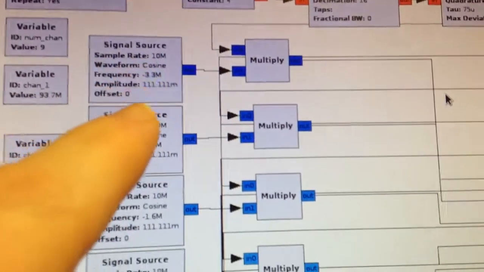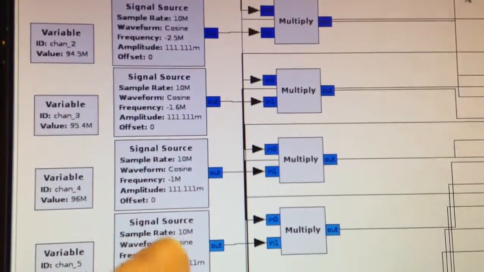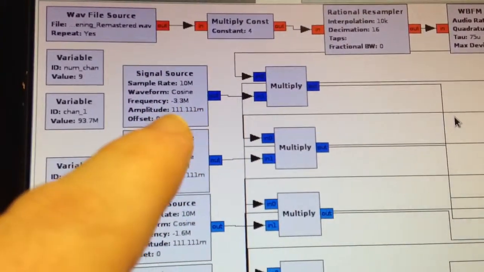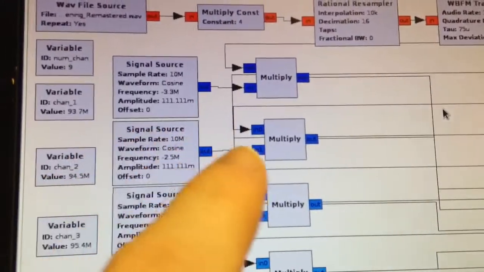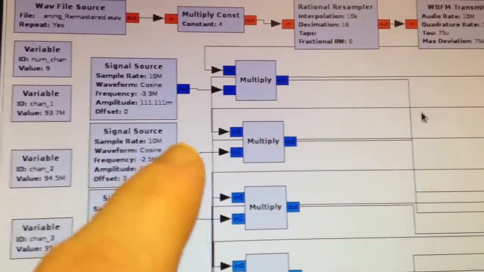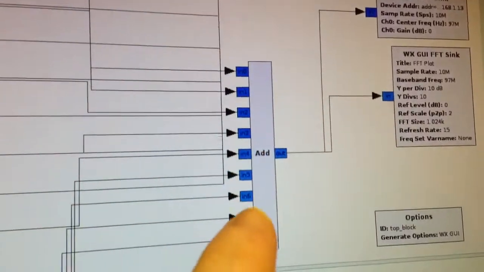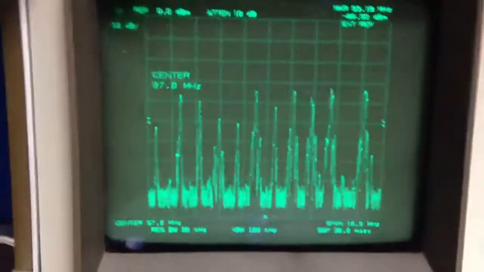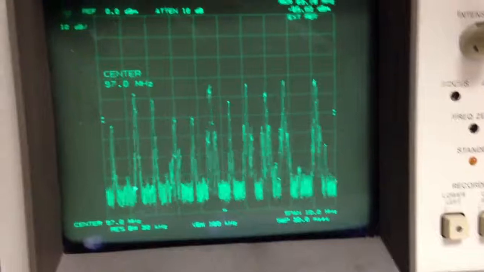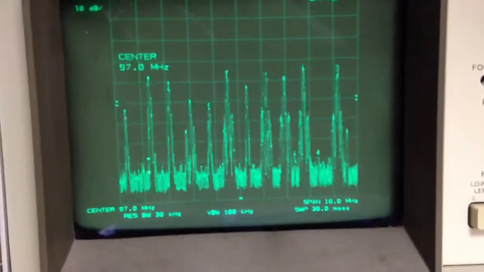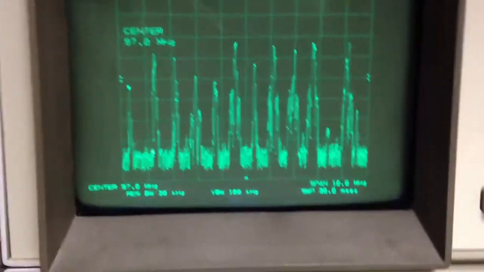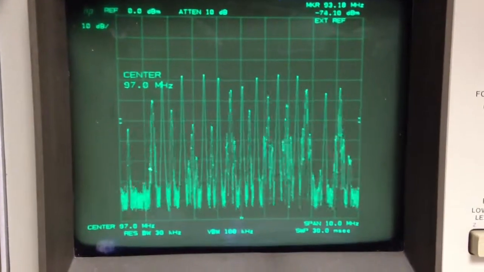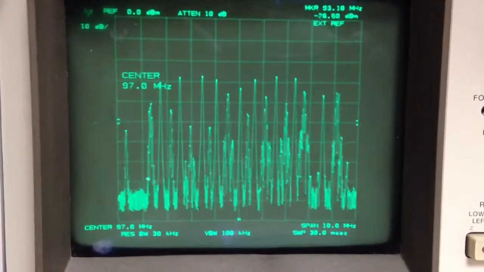So I have 9 of these complex multiplications going on at once to take that complex baseband and upconvert it between -5 and +5 megahertz. Then all those are summed together and run to the graphical FFT sink and then the USRP. So if we come back here to the spectrum, watch the whitespace, and you'll see it light up with our own signal once I get this block diagram running. There we go. Now let's go over to the radio.